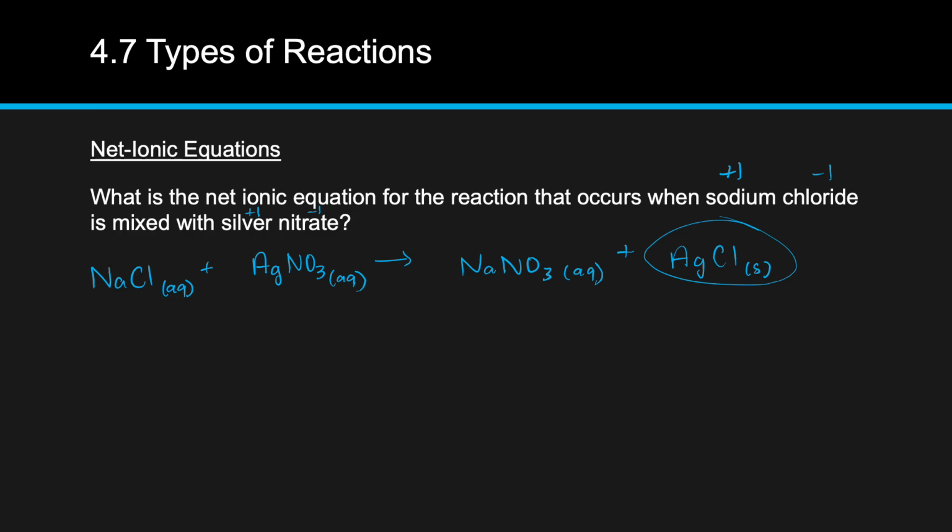So first, to get the net ionic equation, you take your aqueous salts and break them apart into their constituent ions. So we have Na plus aqueous, we have Cl minus aqueous, we have Ag plus aqueous, and we have NO3 minus aqueous. Then we look at our products. Again, this is an aqueous salt, which means it's dissolved in water, so we break it apart into its constituent ions.